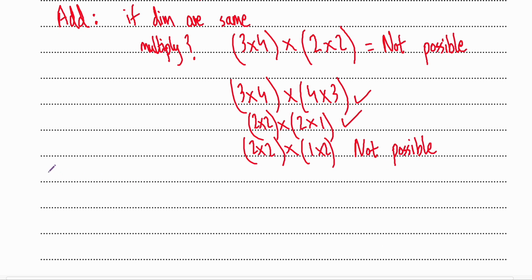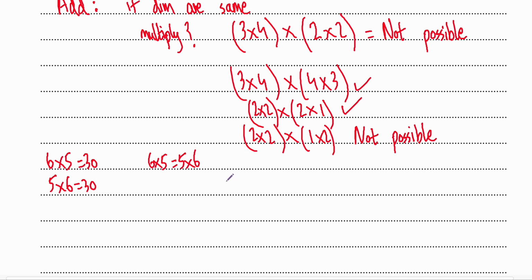In matrices, you have to remember, multiplication is not like normal multiplication. In normal multiplication, if I told you 6 times 5, that's 30, right? Then 5 times 6 is also equal to 30. So 6 times 5 is equal to 5 times 6. This is normal multiplication with numbers. But with matrices, let's say you have a matrix A and a matrix B and you're multiplying them. A multiplied by B is not equal to the matrix B multiplied by the matrix A.